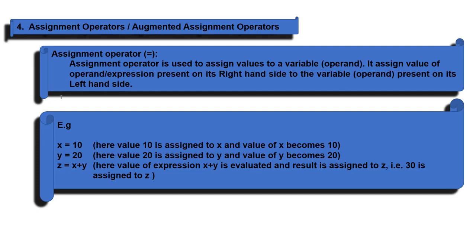In another example, y is equal to 20. So value 20 is assigned to y, which is a variable. Third example, z is equal to x plus y. Now x plus y is an expression. In this expression, the value of x and the value of y are added and the result is assigned to z, that is 30.